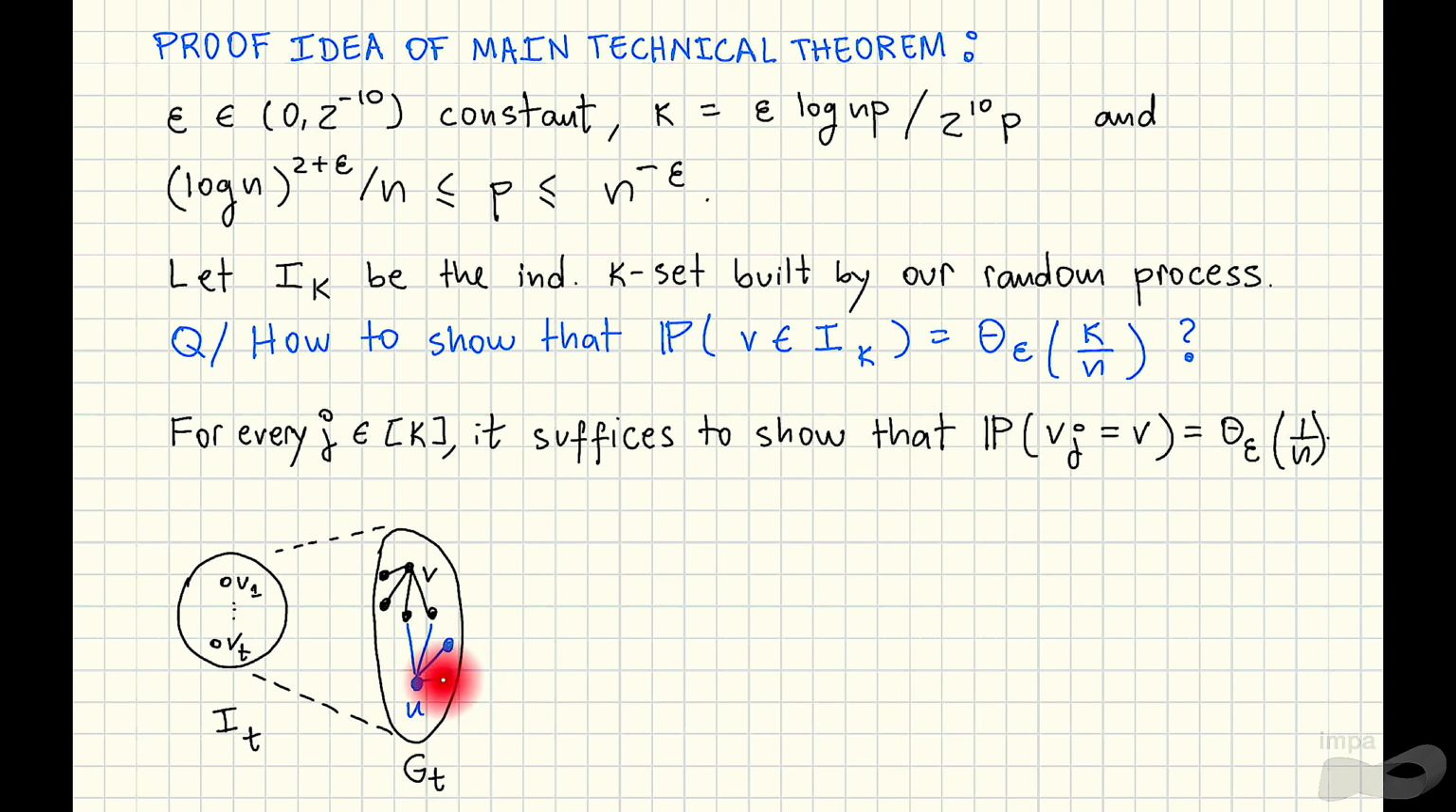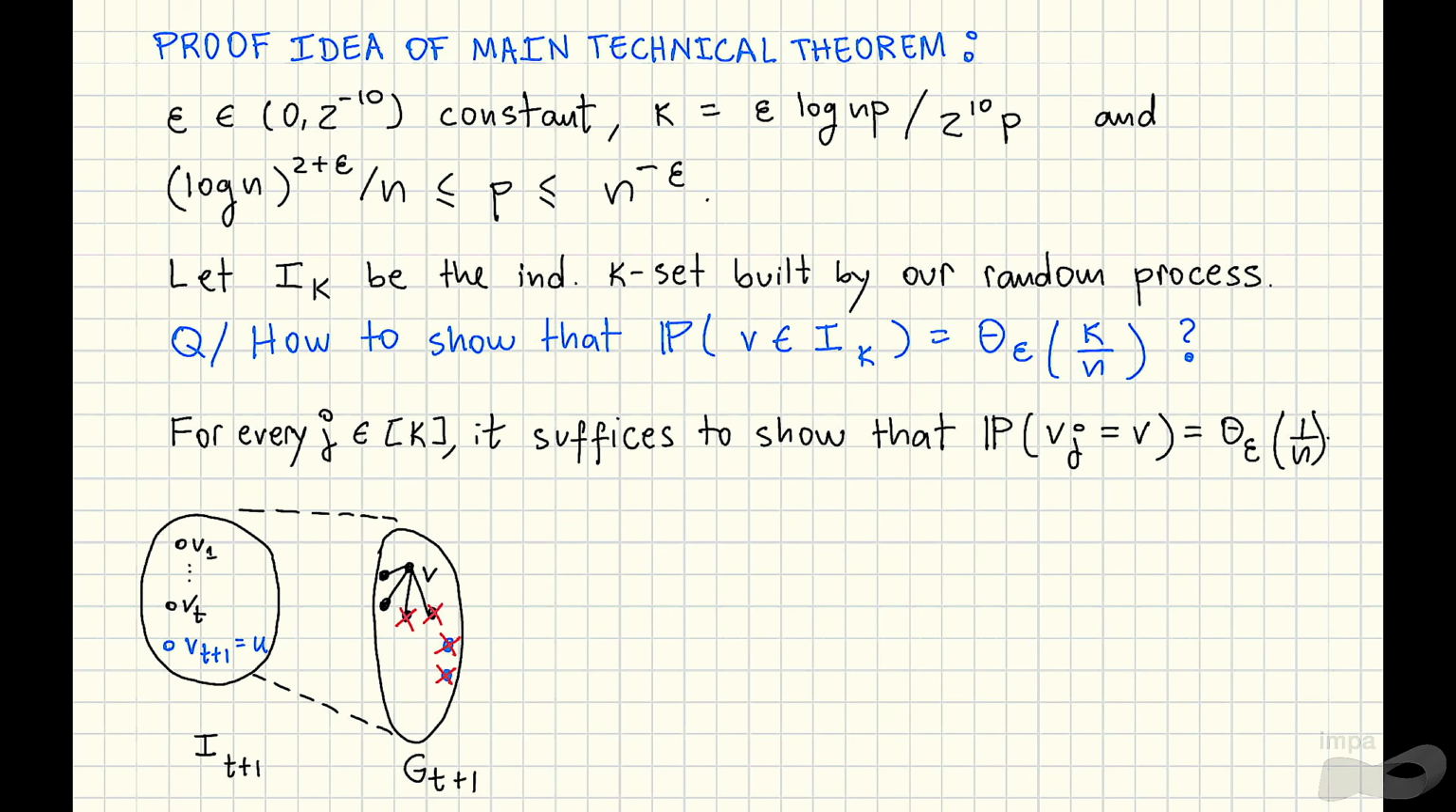So let's pretend that this was the case. So we selected this u here. Then we select u, and then we move to step t plus 1. And in the next step, we then remove all the neighbors of u in the active graph, okay? So we have to remove all these neighbors here in the active graph. And as a consequence, the degree of v also gets updated, right?